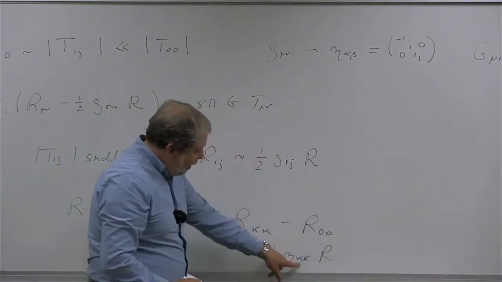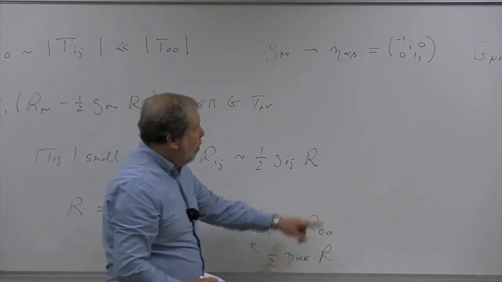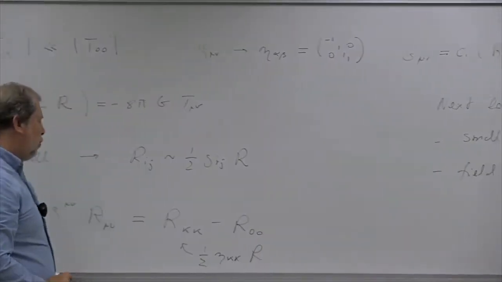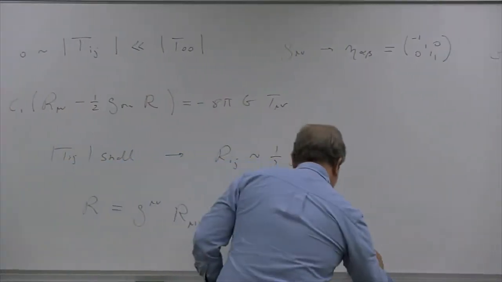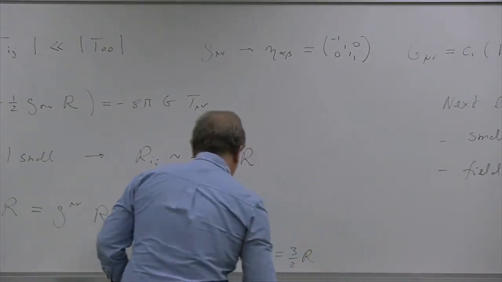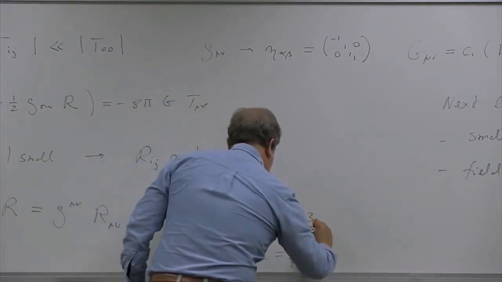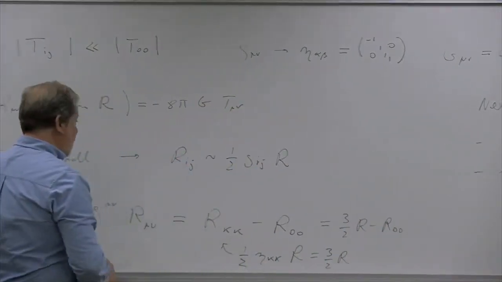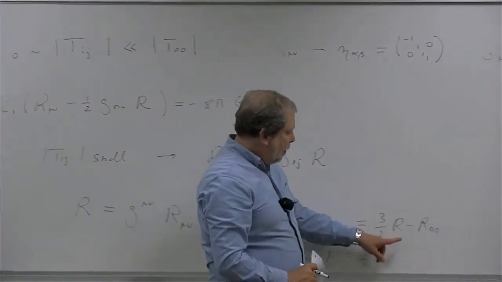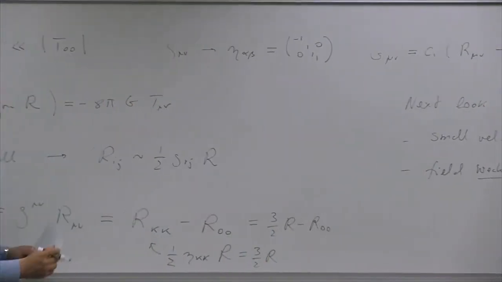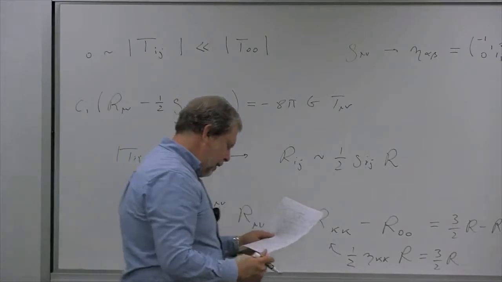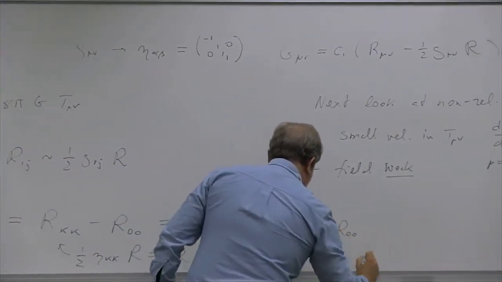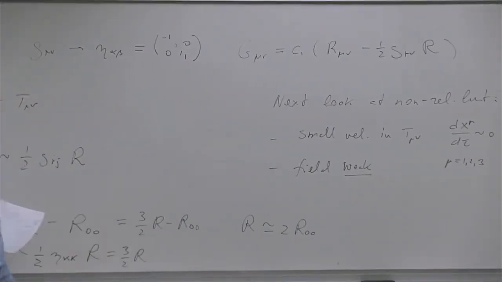And so eta kk is the sum over k of the spatial components, and that's these three here, 1, 1, 1. So the trace is equal to 3. So this is just equal to 3/2 times R. So this is equal to 3/2 times R minus R naught naught. So you have that the scalar curvature is equal to 3/2 times the scalar curvature minus the R naught naught. So from that you can solve for the R naught naught, right? And so this tells us that the R is approximately twice the R naught naught, right?